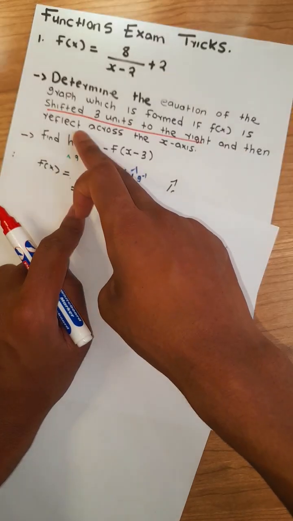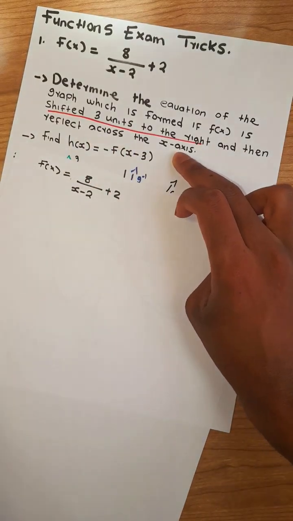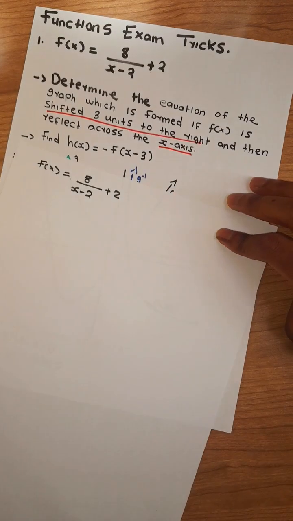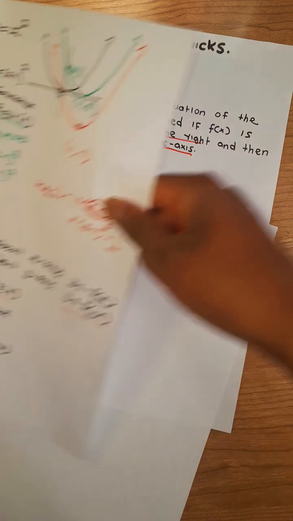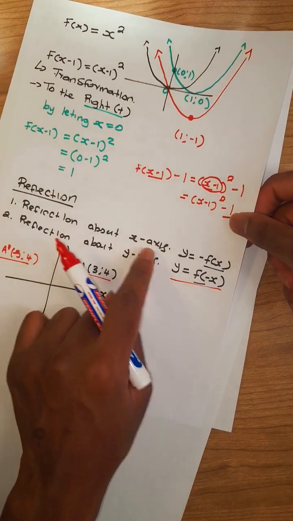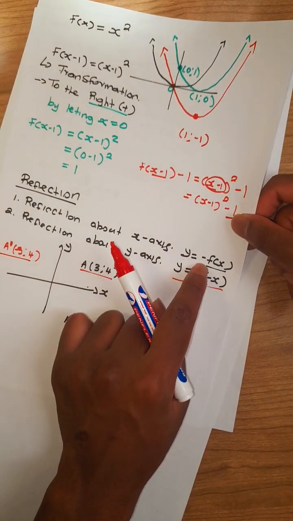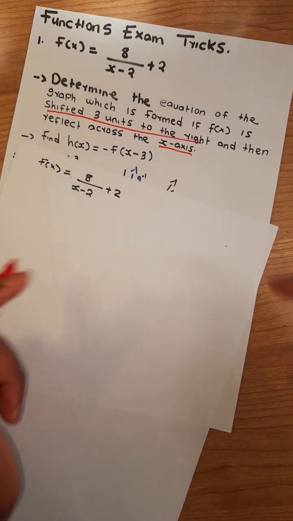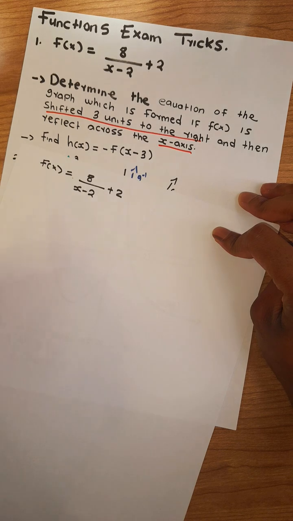And then reflect across the x-axis. So it actually reflects across the x-axis. Do you remember our reflection? So for reflection across the x-axis, we just put a minus in front of f(x), right? So how do we do this? Well, this is what they are looking for. Let's just write it like this.